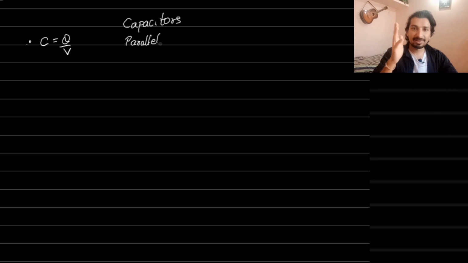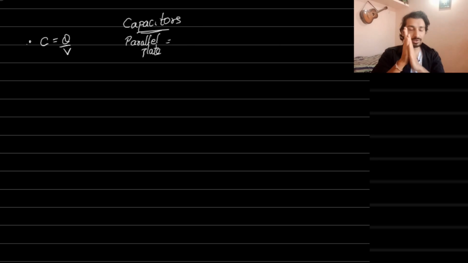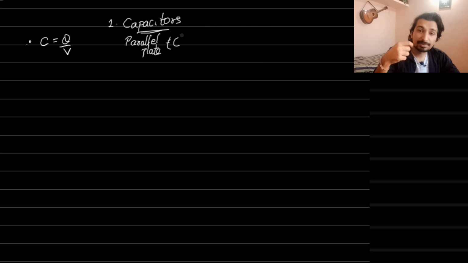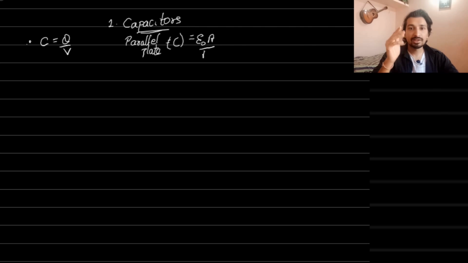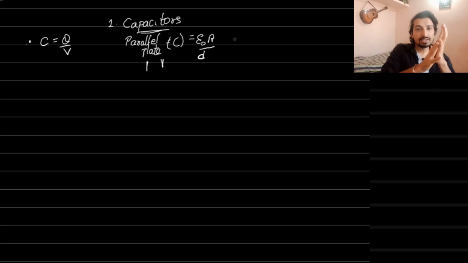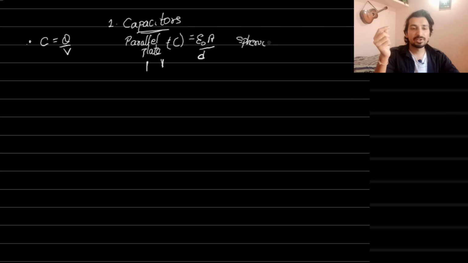And you have different types of capacitors. You have the parallel plate capacitor, in which one plate has positive charge and the other plate has negative charge. Here capacitance is epsilon naught A by D, where A is the area of the plate and D is the distance. It is inversely proportional to distance. If the area is big, it can store more charge; if the area is small, it stores less. That's why epsilon naught A by D.